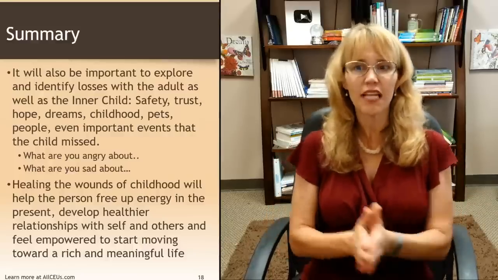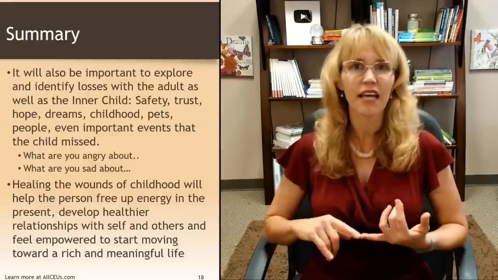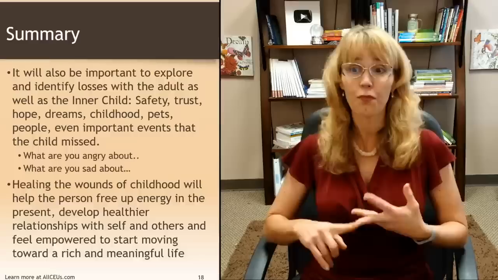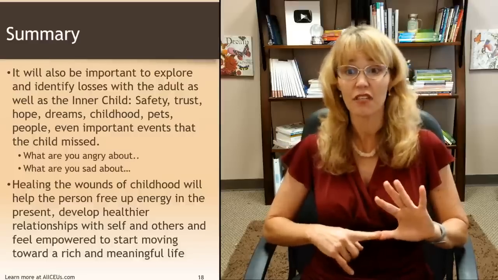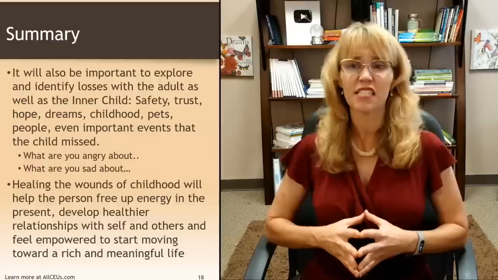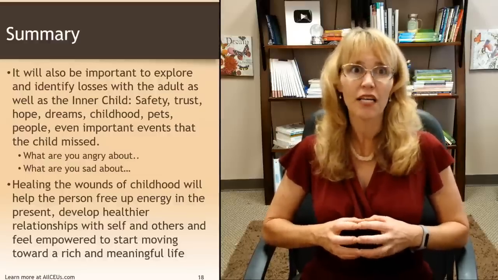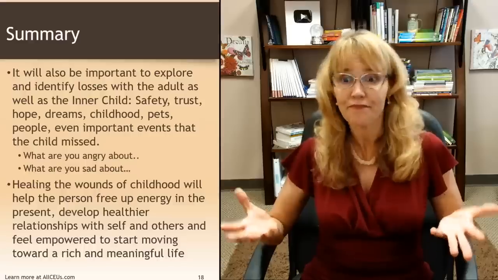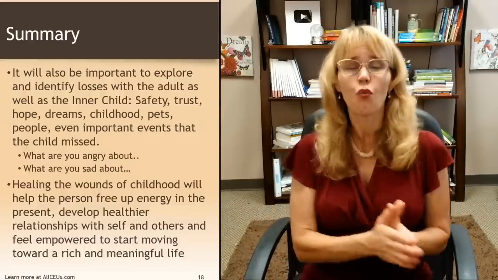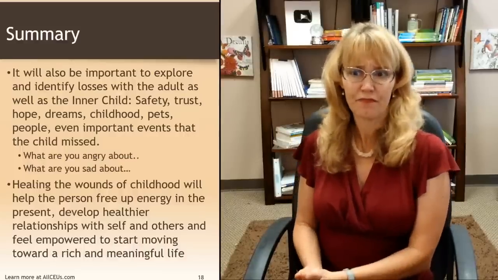So have the adult and the inner child identify losses, including things like a loss of a sense of safety, trust in others, hope, dreams, childhood, pets, people, or even important events that the child missed. Maybe they didn't get to go to prom because they were in quarantine. So asking both the adult and the inner child, what are you angry about? What are you sad about?